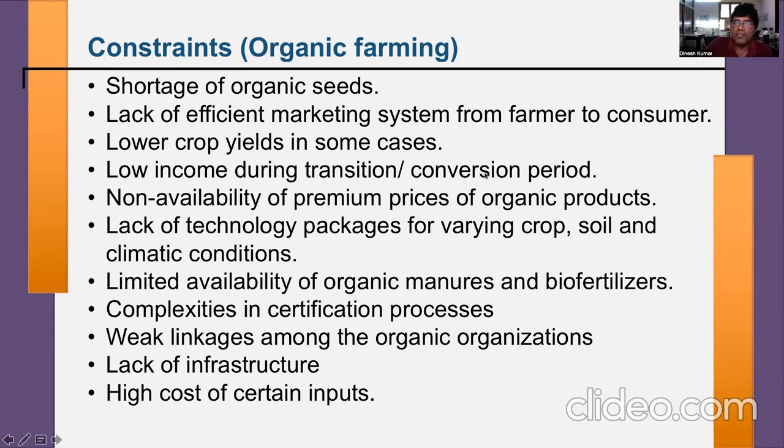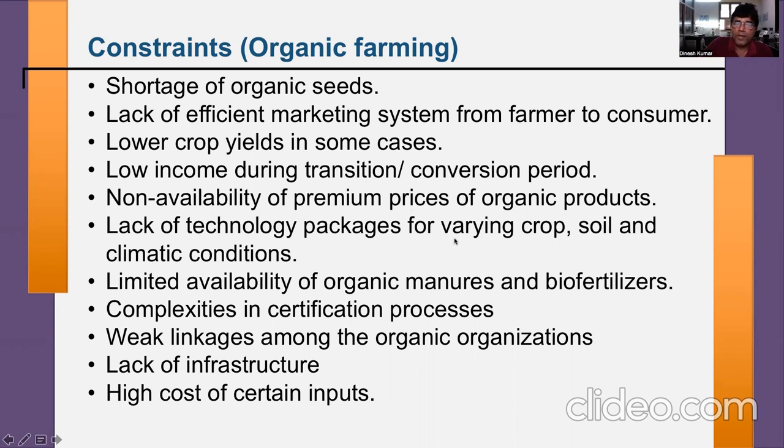Low income during transition period. For the first 3 years, it is low income because yields are low. Your product is not organic, but your input is the same. Non-availability of premium prices of organic products for the farmer. Remember, for the farmer, the consumer is paying a lot of money for organic product, but the share of the farmer is very less in the consumer's price. That is the problem.